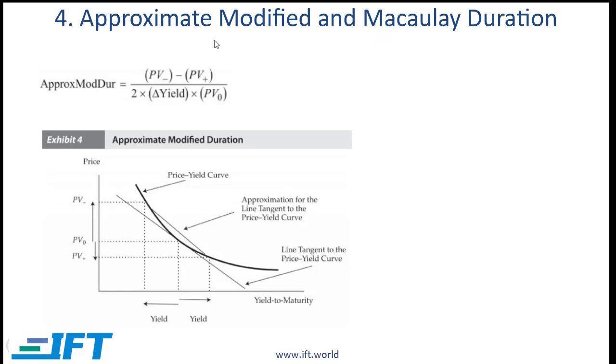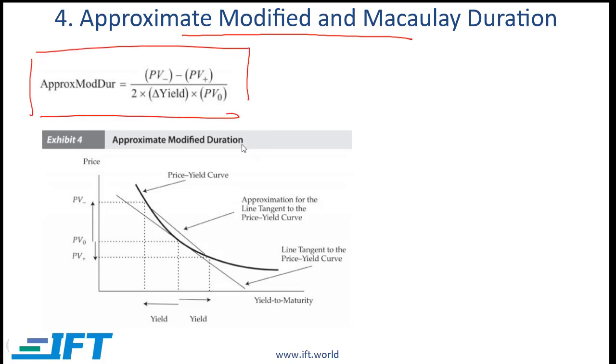Next, let's understand approximate modified duration. And here is the formula for approximate modified duration. The interpretation can be understood by looking at the price yield curve, and this approximate modified duration at a given point on this graph is simply the slope.